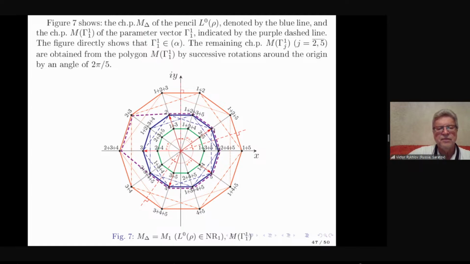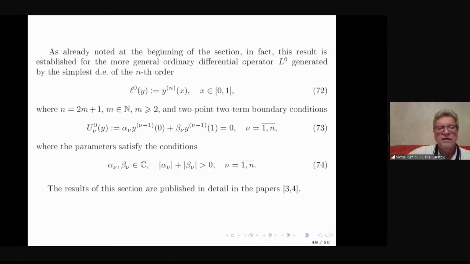The next. Now, it's the general case 7, the operator L0 when n equals 2m plus 1 and the boundary conditions 73, 74. The results of this section are published in detail in paper 3, 4. The next page.